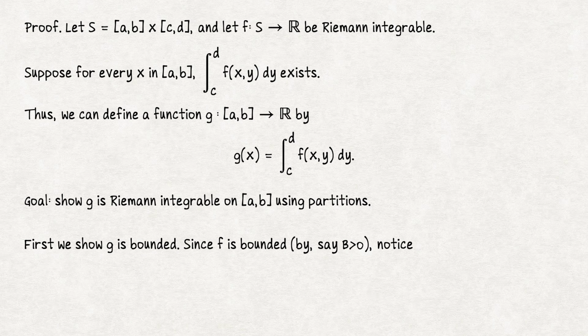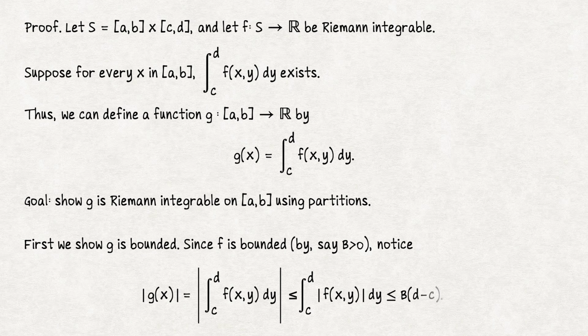Since f is bounded by hypothesis, by say some number capital B, if we compute the size of g of x, then that's the absolute value of the definite integral from c to d of f of x and y dy. But using one of our properties of integration, we can go up in size by integrating from c to d the absolute value of f of x and y. The integrand is now less than or equal to this capital B. So with the monotonicity property of the Riemann integral, we can say that this expression is less than or equal to capital B times d minus c. Thus, g is also bounded.